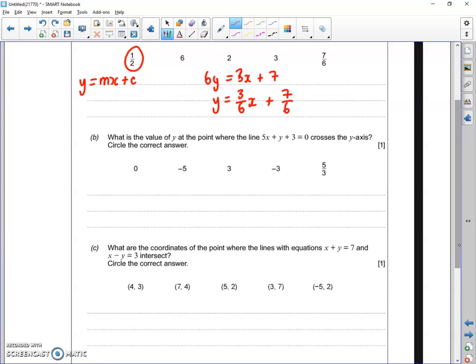Where does the line 5x plus y plus 3 equals 0 cross the y-axis? Well, if we get it into the form y equals mx plus c, we're looking for the plus c part. So 5x plus y plus 3 equals 0. We want y on its own on the left-hand side. So the 5x has gone over and become minus 5x. The plus 3 has gone over and become minus 3. So the gradient is minus 5. The intercept, which is what we are looking for, is minus 3.